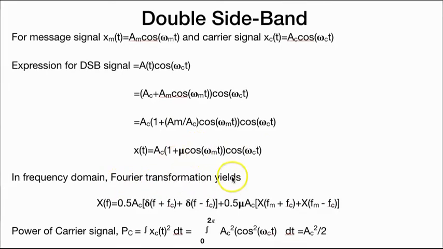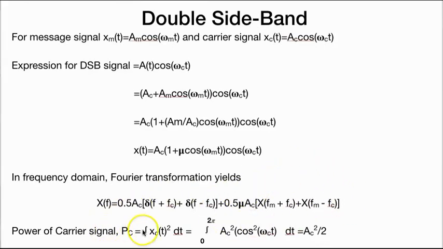On Fourier transformation, you will get 0.5 AC [delta(f plus fc) plus delta(f minus fc)] plus 0.5 mu AC [X(fm plus fc) plus X(fm minus fc)]. Now this is the Fourier transformation of the double sideband. You can see at the fc frequency there is an arrowhead, and at fc plus fm and fc minus fm there are again two sidebands.